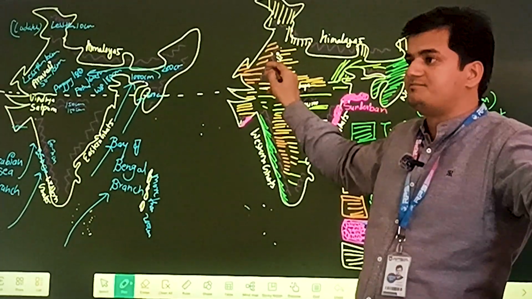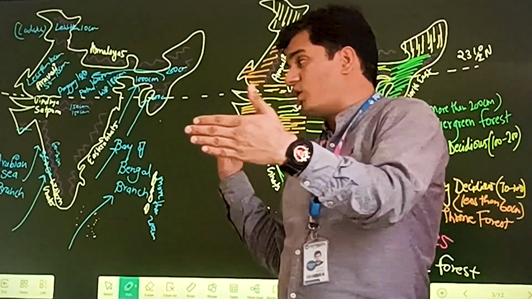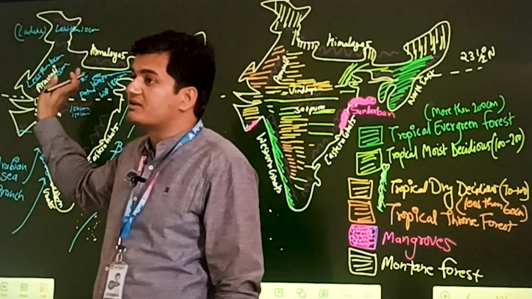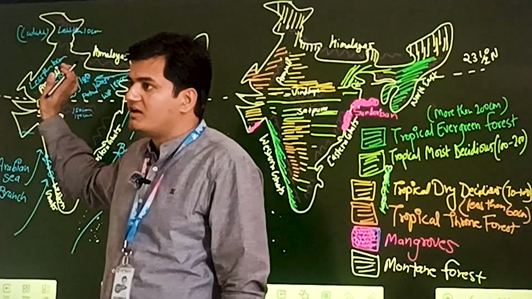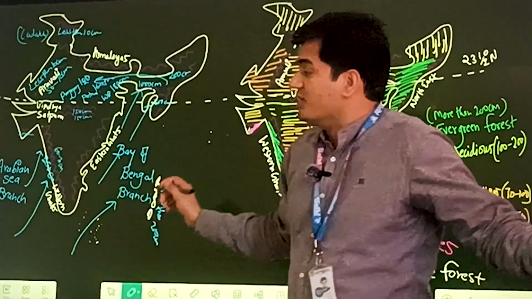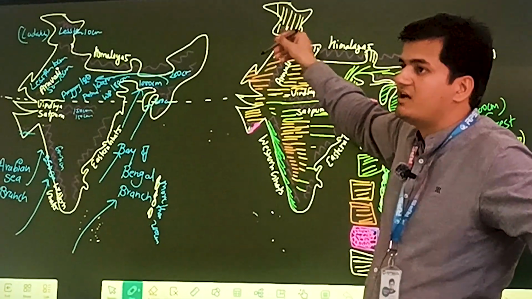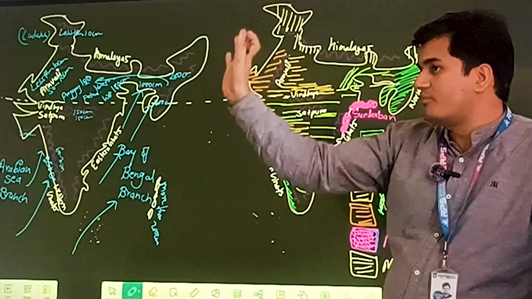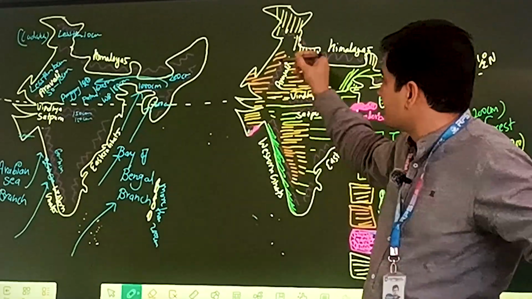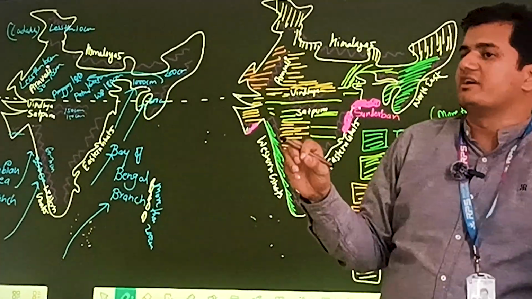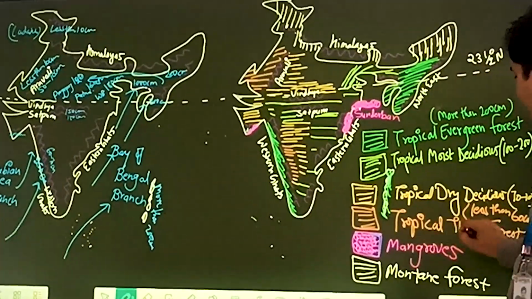of Aravallis. Then when the monsoon winds collide with the Aravalli mountains, what will happen just west of it? Rain shadow, right? So here we have the rain shadow just behind the Aravallis. These Aravallis will block the Bay of Bengal winds and create a rain shadow region in the west of the Aravallis. And this is the reason why we have tropical thorn forest.